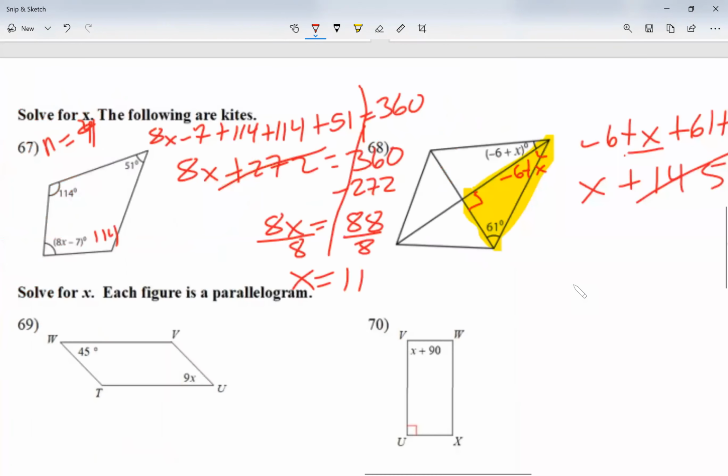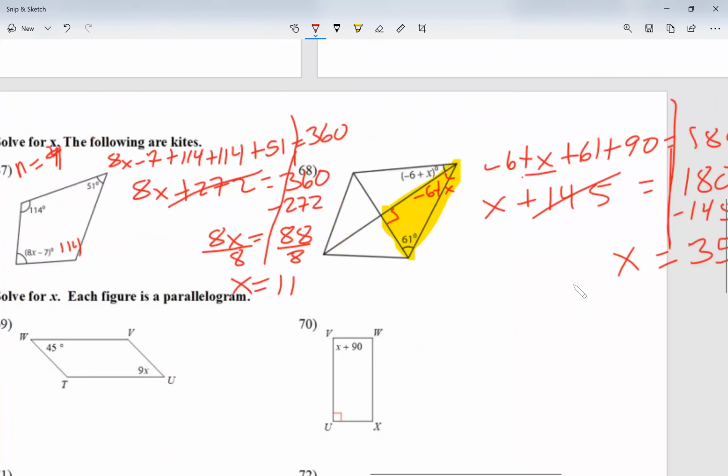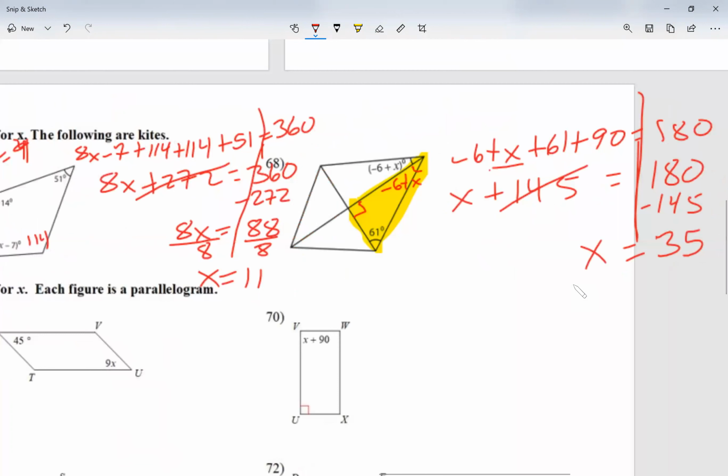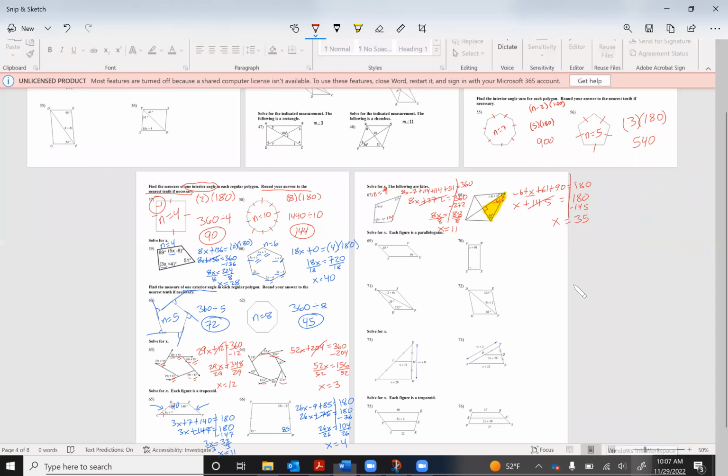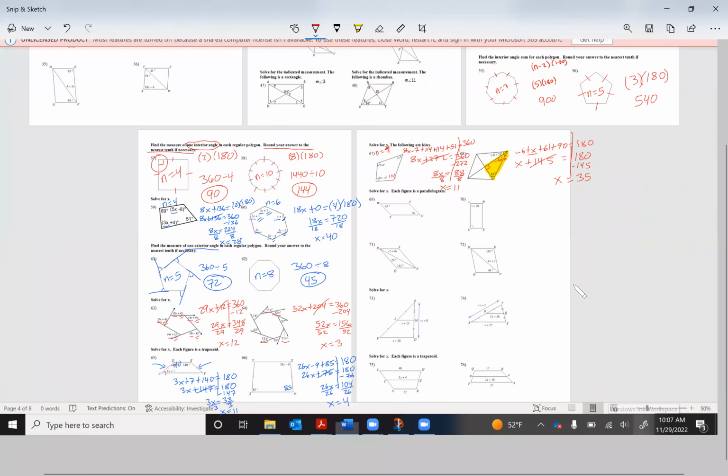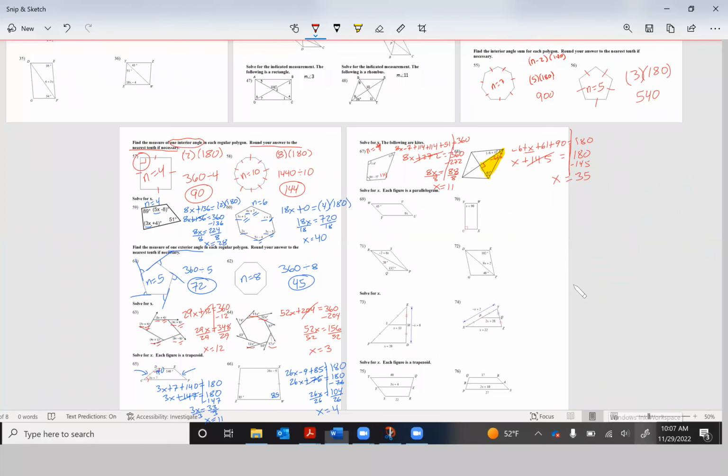So on kites, you might use that opposite angles are equal. And then you might also use that the bottom and the top angles get cut in half. That might give you a triangle. So you might deal with that as well. All right, let me zoom out. There is the work that we did today, 55 through 68.